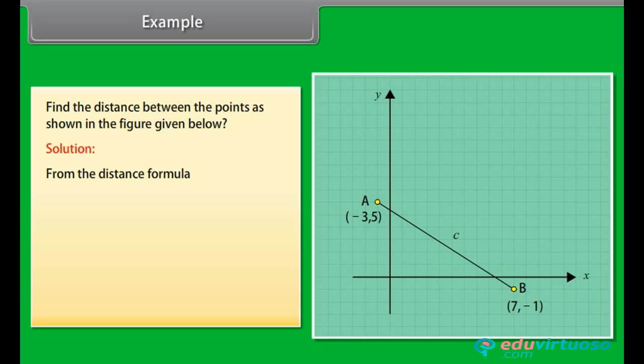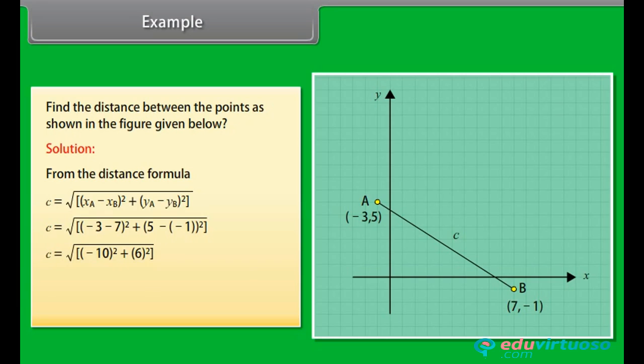Solution. From the distance formula, C is equal to under root of (XA minus XB) whole square plus (YA minus YB) whole square. C is equal to under root of (minus 3 minus 7) whole square plus (5 minus 1) whole square. C is equal to under root of (minus 10) whole square plus 6 whole square. C equals under root of 100 plus 36. C is equal to 11.66.